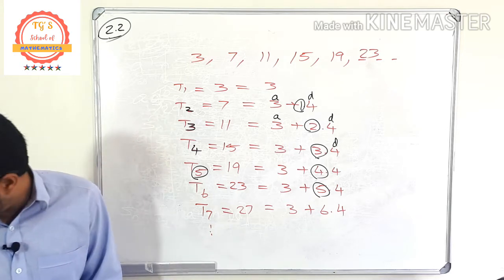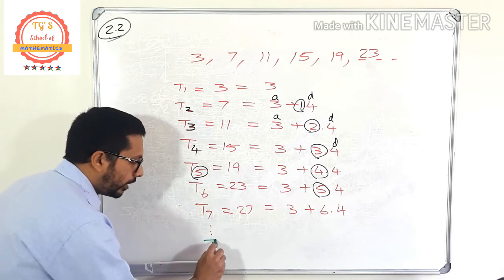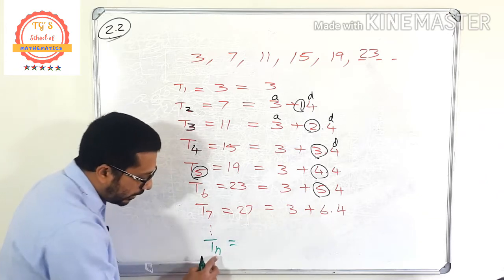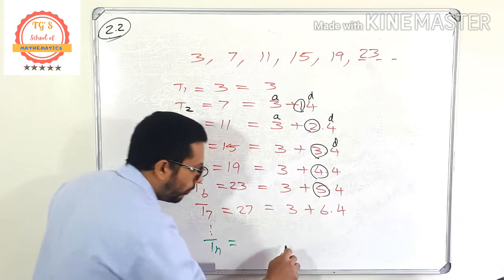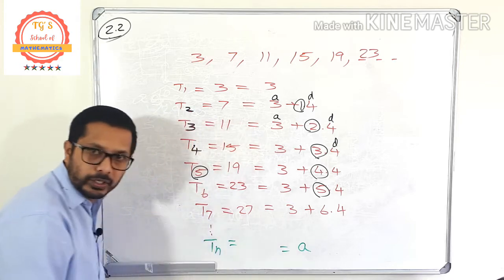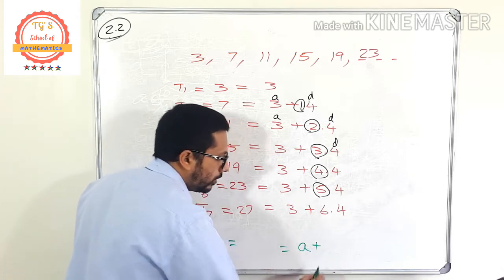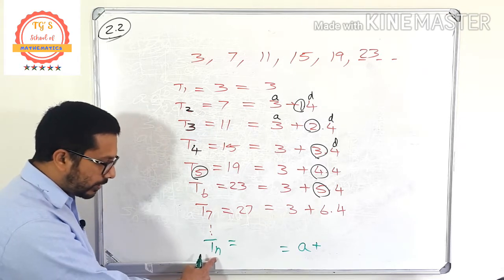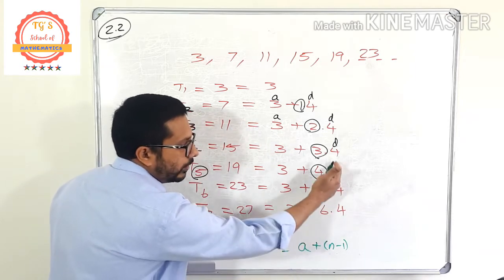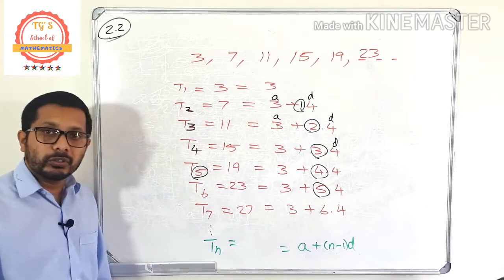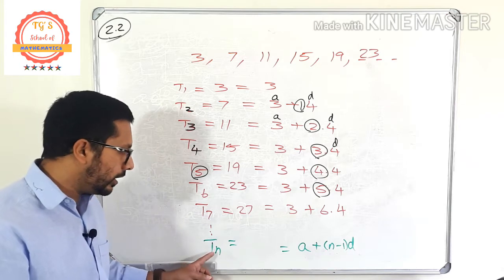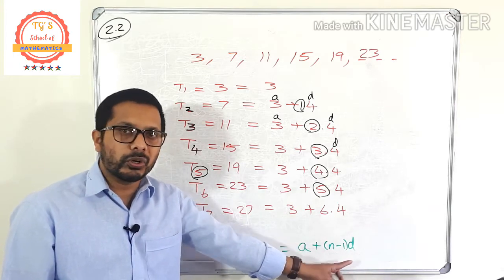If I want to find the nth term, how can I find the nth term? Whatever is here, 1 less, here it is n. So what do you want to write? First term, let me write it as a, plus 1 less than this one, that means n minus 1 times the common difference. Do you know this one? This is how you get the formula to find the nth term of an arithmetic sequence, a plus n minus 1 times d. You know this formula, am I right?